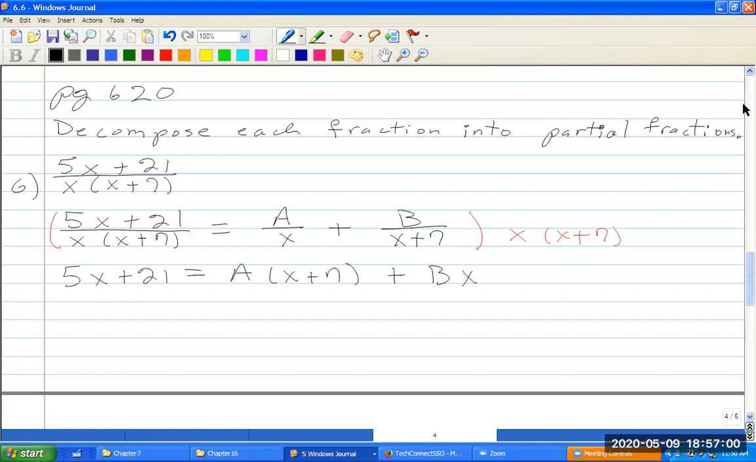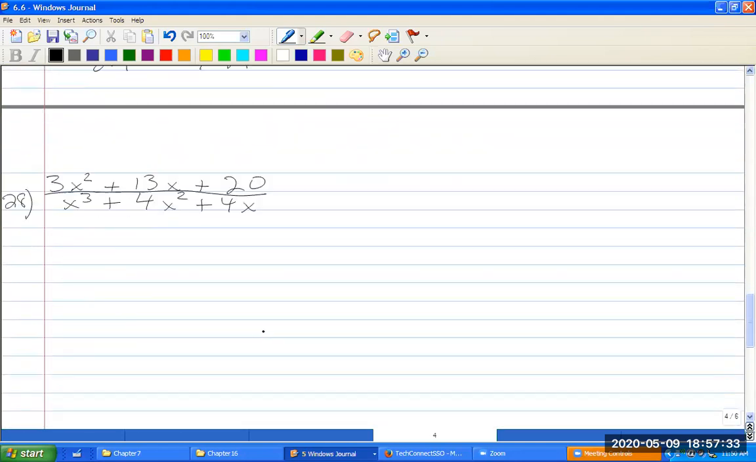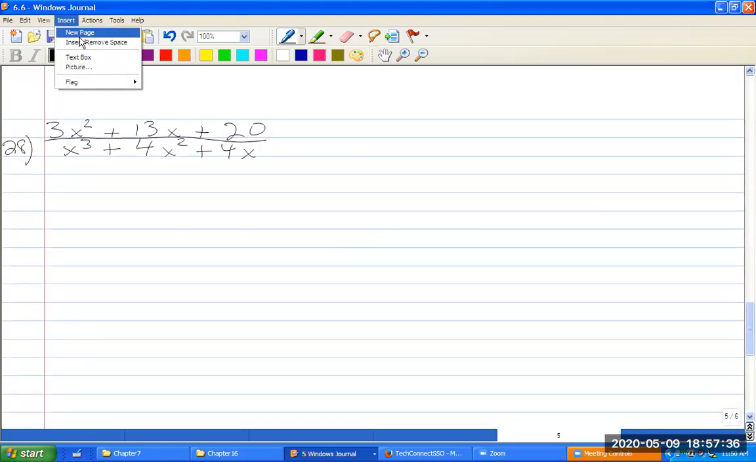So let's do this. So in this case, let x equal 0. And let's figure out what happens. Why x equals 0? Because you set each of these factors equal to 0 and solve for x. So x equaling 0 then gives me 5 times 0 plus 21 equals 0 plus 7 is 7a. And so from that, I get that a is equal to 3.